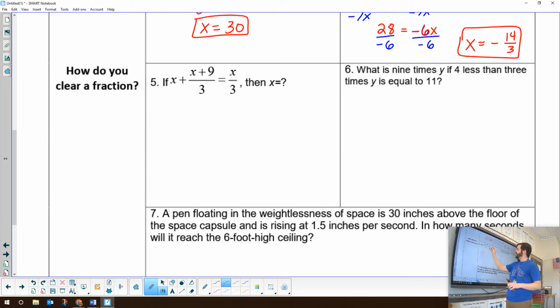Okay? All right, now, this fraction, I want you to notice how those two denominators are the same. They both have a denominator of 3. So we can clear both of those fractions out at the same time. Okay?